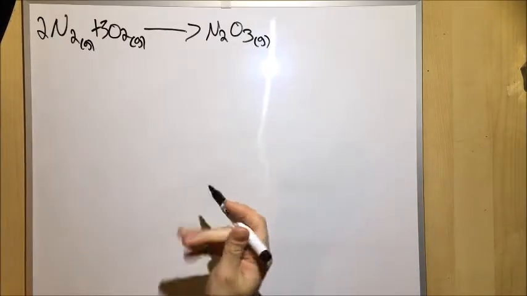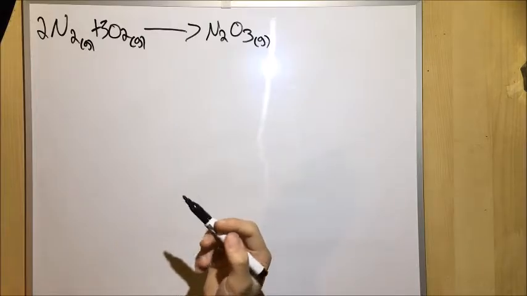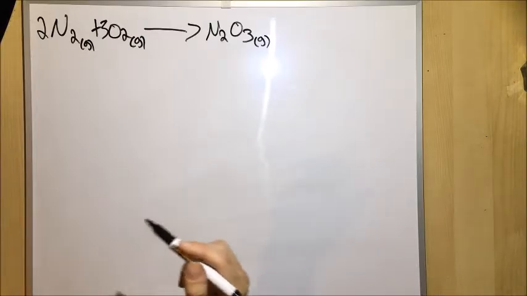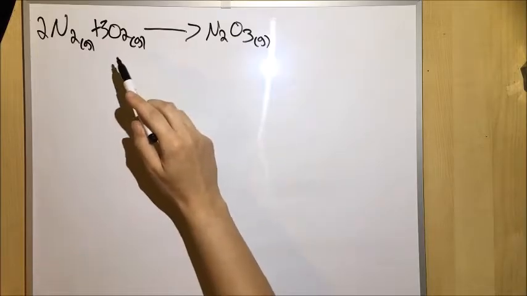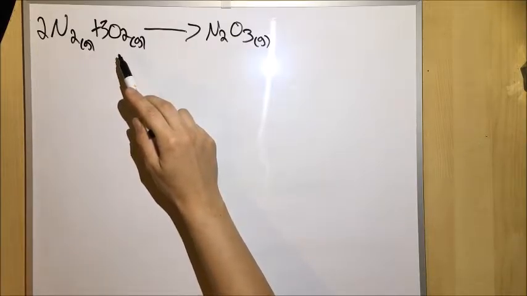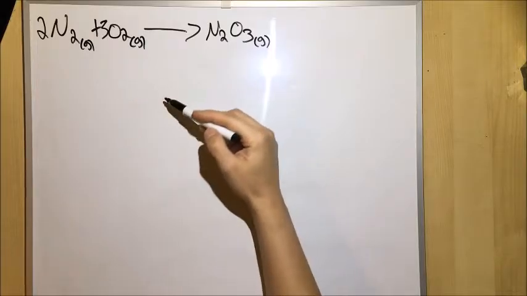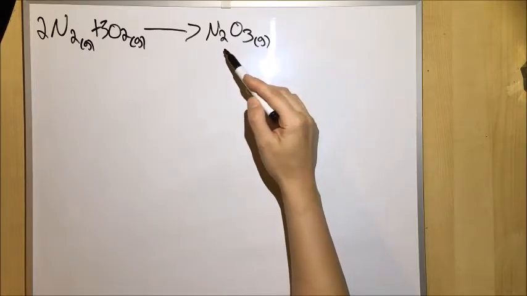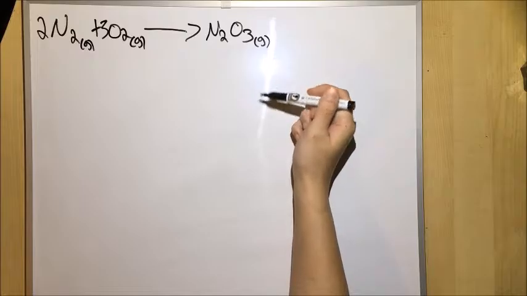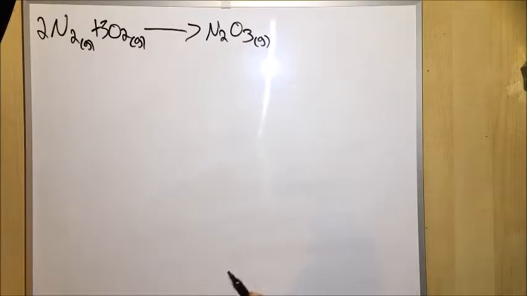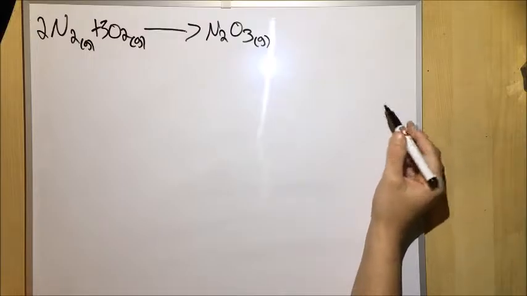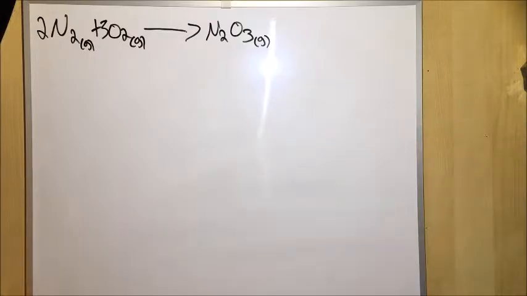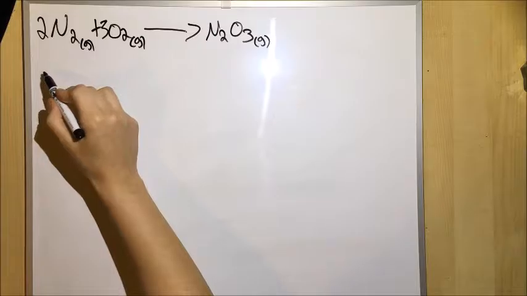What we're going to do today is find out, if 70 milliliters of nitrogen gas reacts with 45 milliliters of oxygen gas, what is the volume in milliliters of dinitrogen trioxide produced? So first thing we're going to do is find our limiting reactant. To do that, we're going to convert nitrogen gas and oxygen gas into moles.